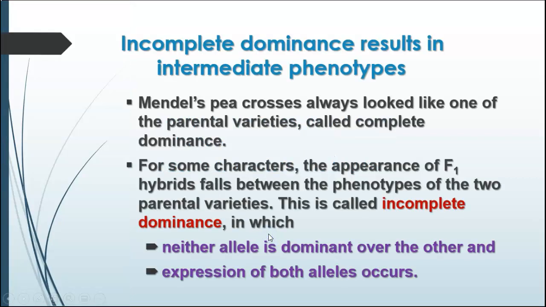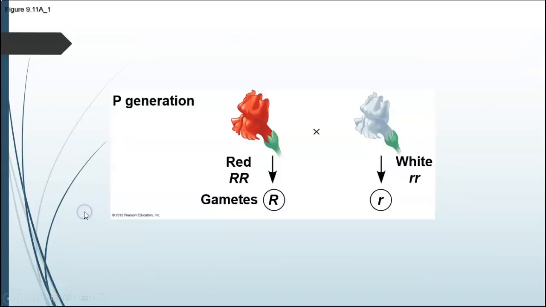So in his pea crosses, the offspring always looked like one of the parental varieties. That's called complete dominance. For some traits, there are hybrids that fall in between the phenotypes of the two parents. This is called incomplete dominance. In this case, neither allele is dominant over the other, and so you get some combination of the expression of both alleles in the offspring. So let's look at some examples.